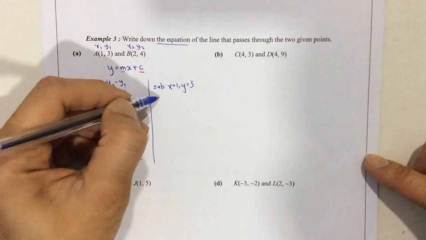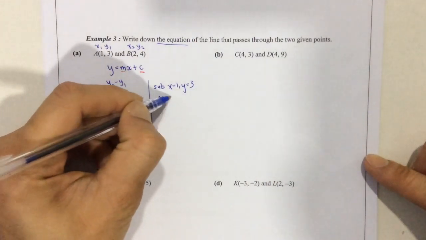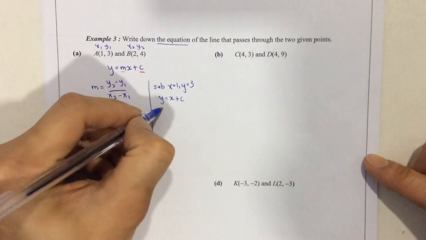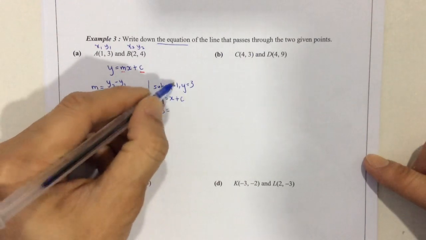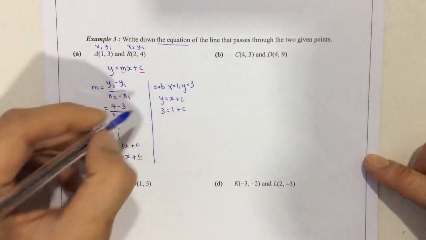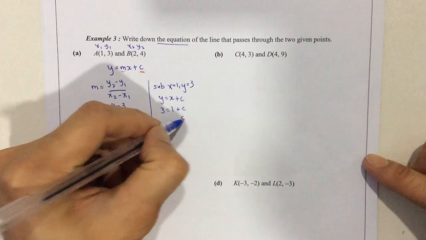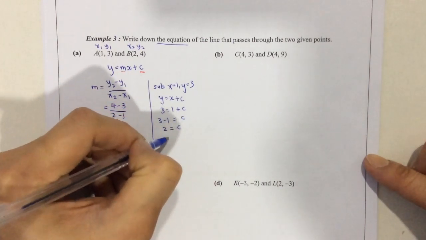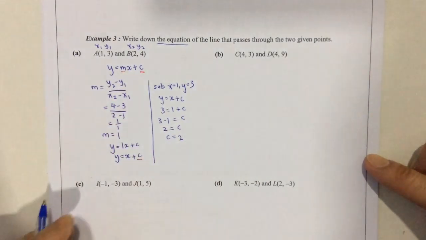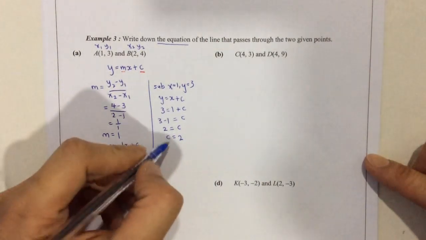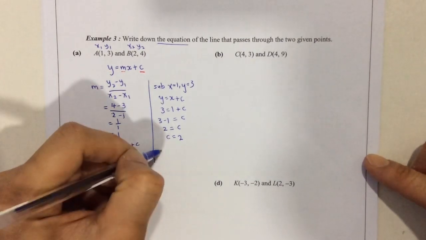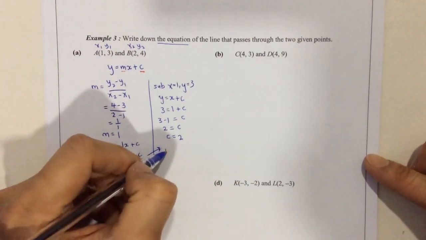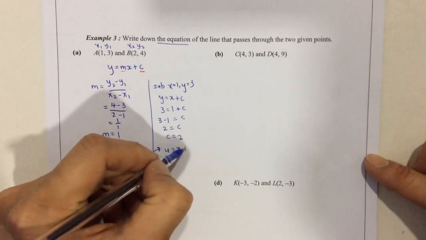So y equals to x plus c becomes 3, so y equals to 3, and then x equals to 1, and I can find the value of c in this case. So my value of c will be equals to 2. So because I have a value of c now, my final answer for the equation of the line will be y equals to x plus 2.